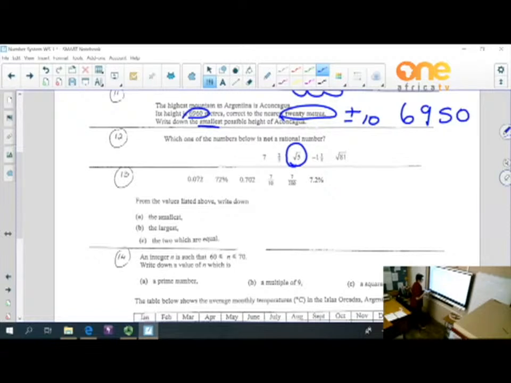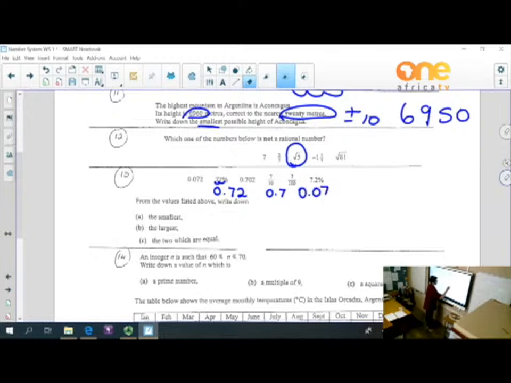So we have a list of numbers again. From the values, write down the smallest one. I need to change them to decimals. So this one is 0.72. I divide by 100. We've got that one. This one is 0.7. This one is 0.07. And the last one is 0.072. Remember, if you see that sign, you divide by 100.